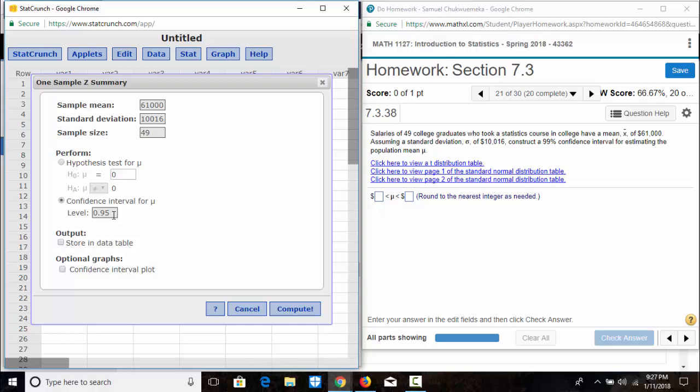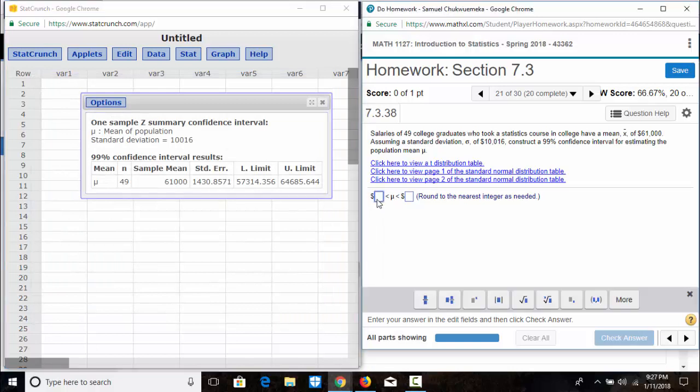Confidence interval for the population mean, change this to 0.99 because of the 99% confidence interval. Then compute. Lower limit, round to the nearest integer as needed. So this will give us 57314. And the upper confidence limit will give us 64686. Okay.